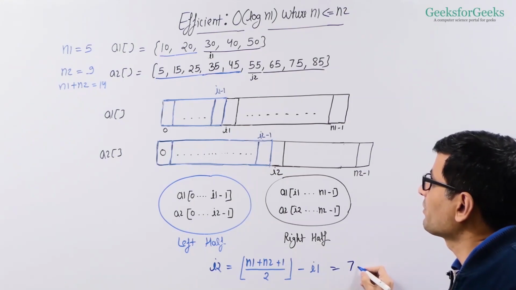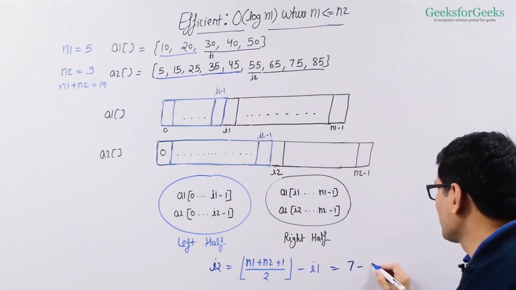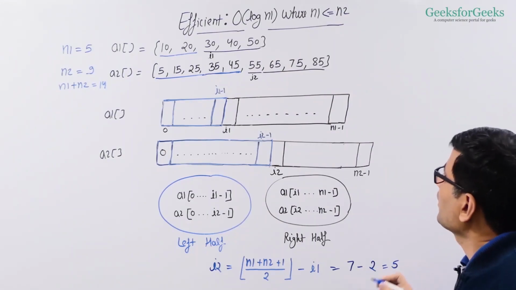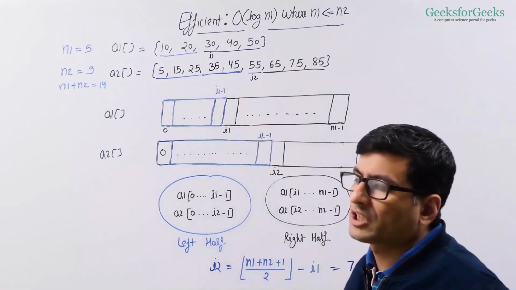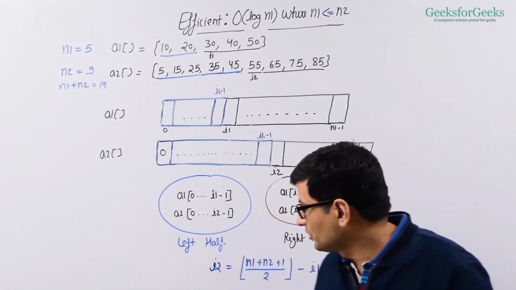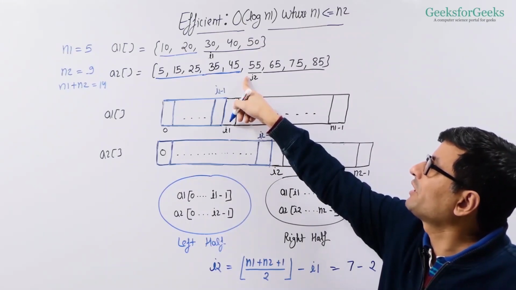So we will take 7 minus, what is I1? I1 is 2 here, right? 7 minus 2, which is 5. So we have I2 as 5, 0, 1, 2, 3, 4, 5. That's how we get the I2. We can always use this formula to get the beginning index in the second half of the right array.